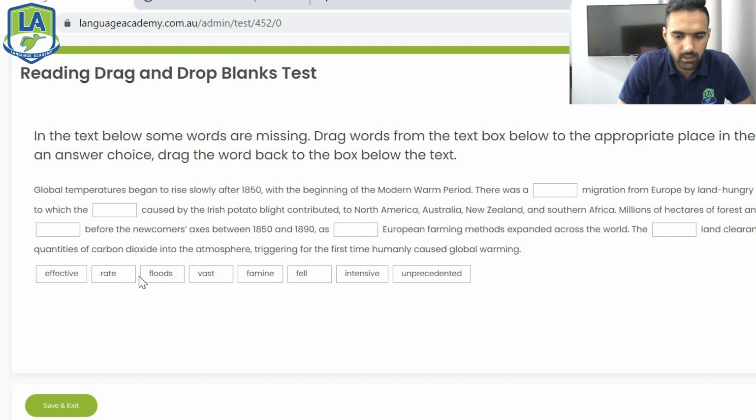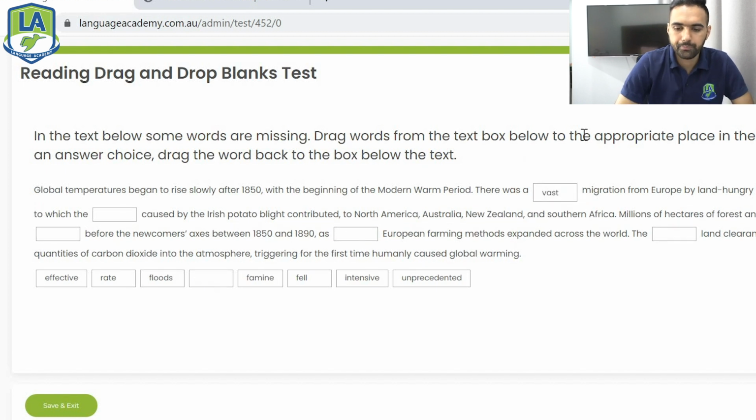You won't use floods. You'll never say a rate migration, or you cannot use effective as well, because with effective you need to have the article an. With intensive and unprecedented you have to use the article an, because with words starting with a, e, i, o, u, you have to use the article an. By default we are left with vast.